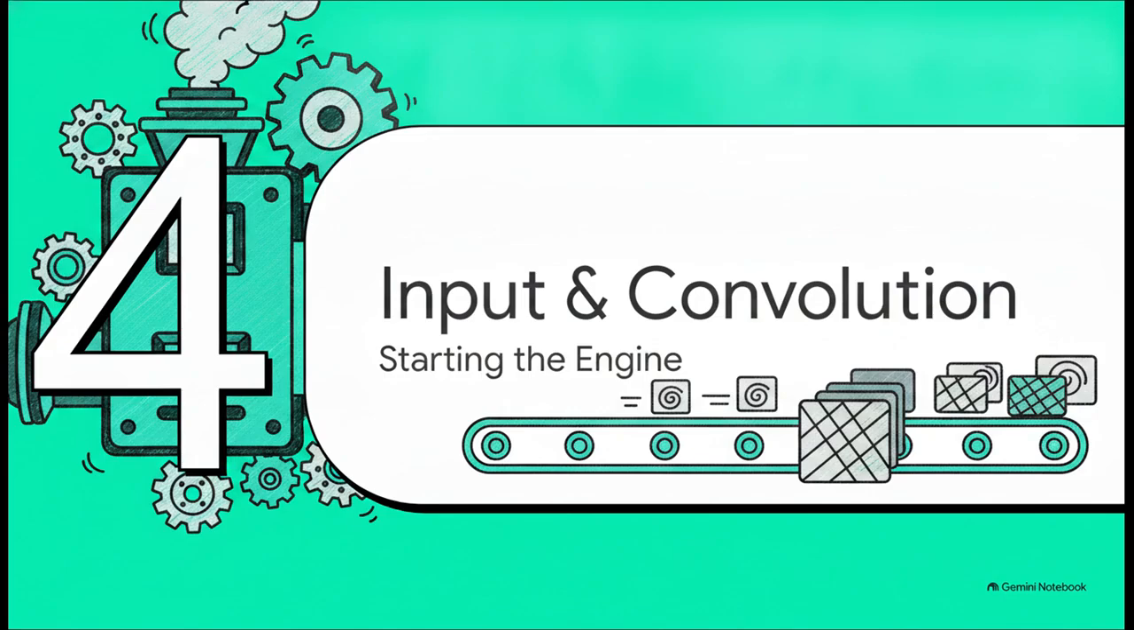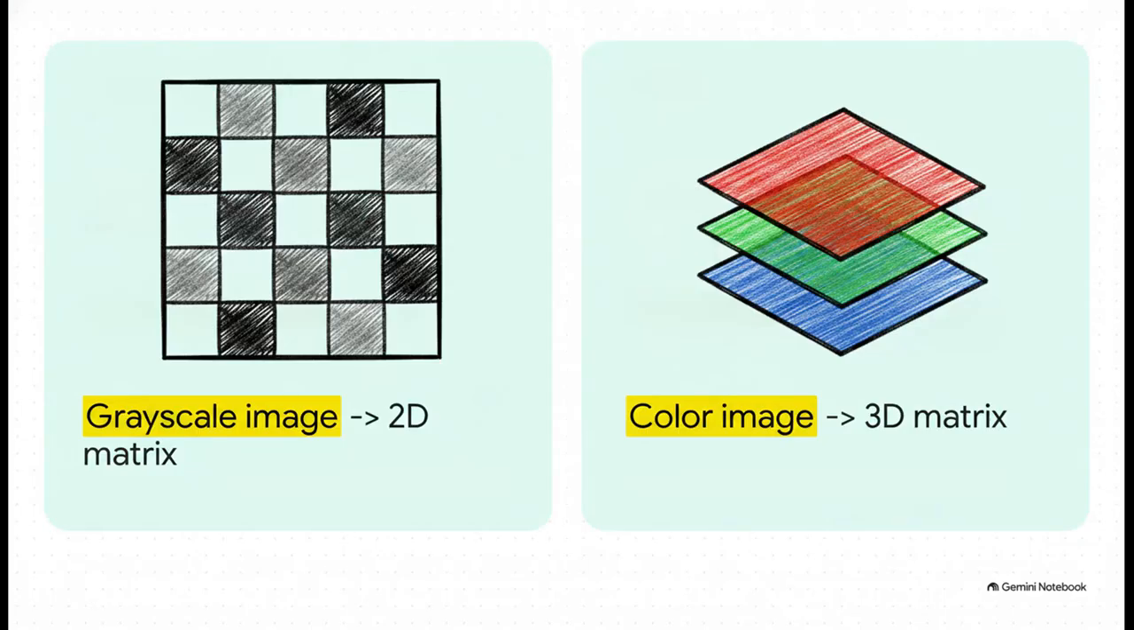Let's zoom in on that pipeline in Section 4, the input and convolution layers. This is where we start the engine. First up is the input layer, which receives our image data. But computers don't actually see pictures like we do, they just see matrices of pixel values.